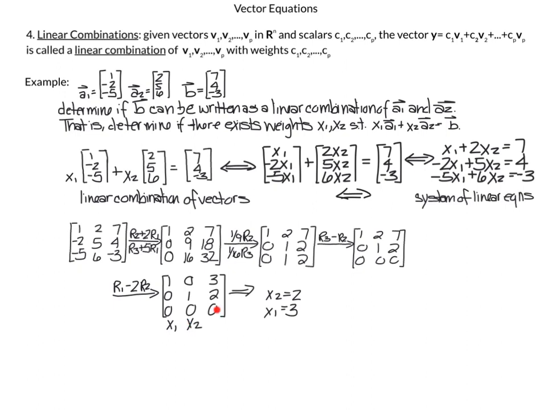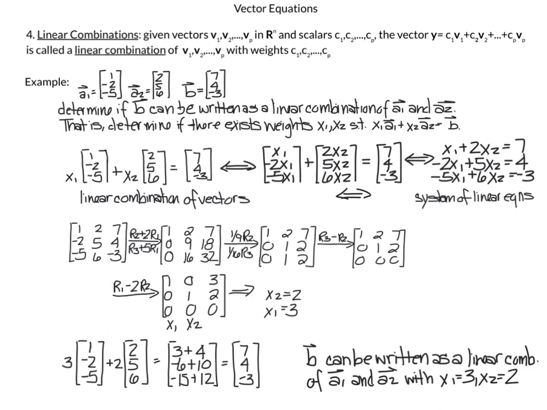So I had the equations. I have 0 equals 0. That's great. x1 is equal to 3, and x2 is equal to 2. So this is my linear combination. In other words, 3 times my first vector, 1, -2, 5, plus 2 times my second vector, 2, 5, 6, should be equal to, well, I'm going to calculate it. That's 3 plus 4. This is -6 plus 10. 15 plus 12, so this is 7, 4, -3, which is exactly my vector b.